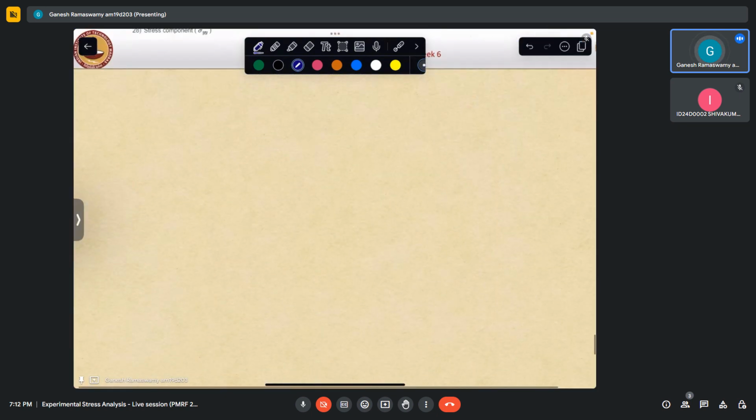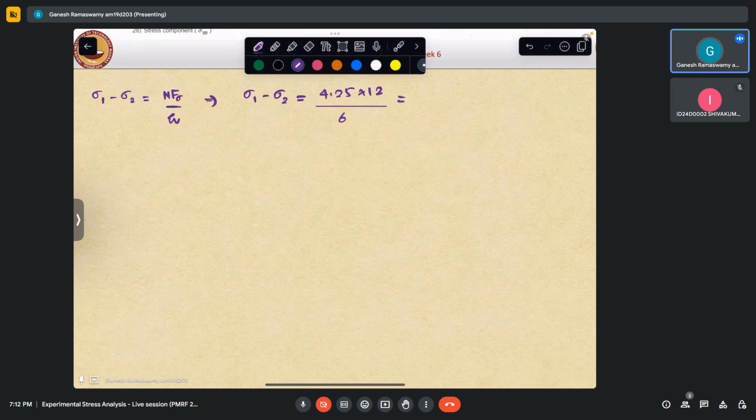In fact, we even discussed this in some previous session. When these quantities are given, how will we go about evaluating this? So we know that sigma 1 minus sigma 2 is n f sigma by h, which in this problem was 4.25 into f sigma is 12, and the thickness is 6 mm. So basically what we have here is sigma 1 minus sigma 2 is 8.5 MPa. So we have found out the principal stress difference.